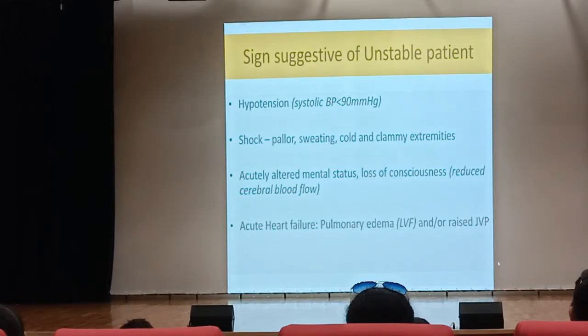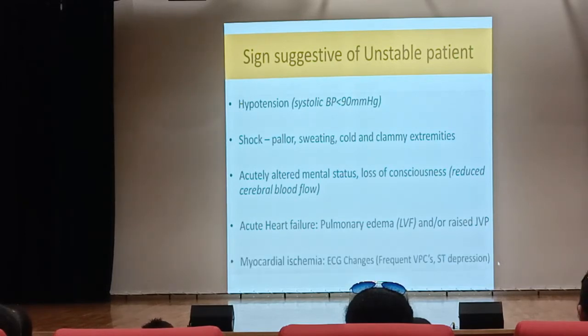And we auscultate the patient and find bilateral basal crepitations, or the JVP is raised. And signs of myocardial ischemia, you will find frequent VPCs, or there is ST depression when you look at the ECG. So this is how you assess the patient.